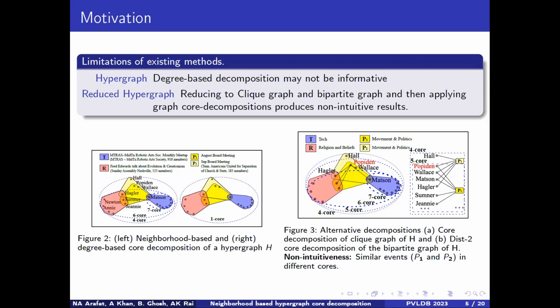We also find two nodes, Poppyden and Wallace, in this 5 core since they have 5 neighbors. However, since Hall is not present in this 5 core, the entire hyperedge P2 cannot exist in this 5 core. As such, Halgar and Poppyden cannot be neighbors when considering this 5 core, making Poppyden have less than 5 neighbors in this 5 core. So this is a problem, and such a problem arises when we consider the clique graph representation of the hypergraph and then perform the classic core decomposition on this clique graph.